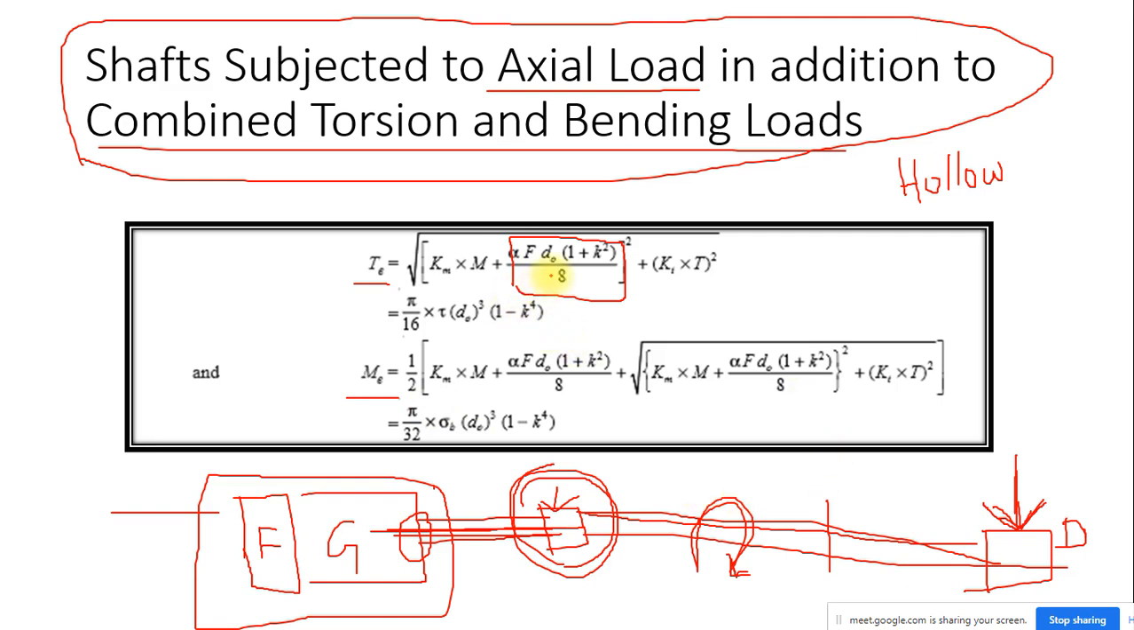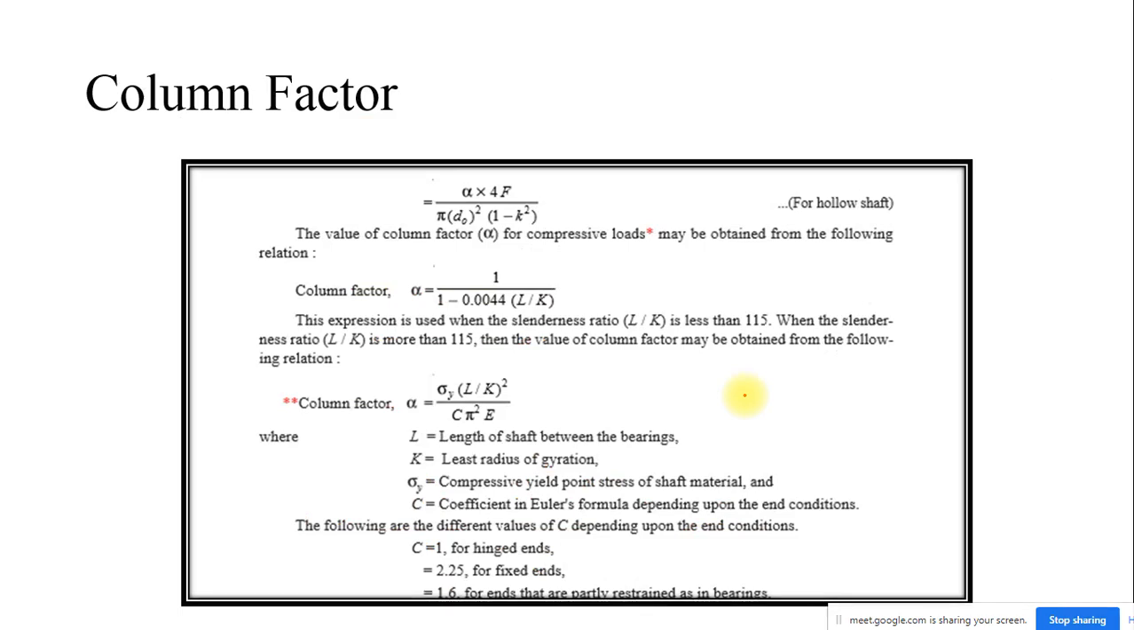So what is alpha, what is F? D naught is the outer diameter, k is the ratio between inner diameter and outer diameter. I hope all the remaining formulas are the same. Since it is subjected only to a hollow shaft, again the equivalent torsional moment is equated to pi by 16 into tau into d naught cubed into 1 minus k to the power 4. So this is the formula for this case. I told you alpha is nothing but a column factor.